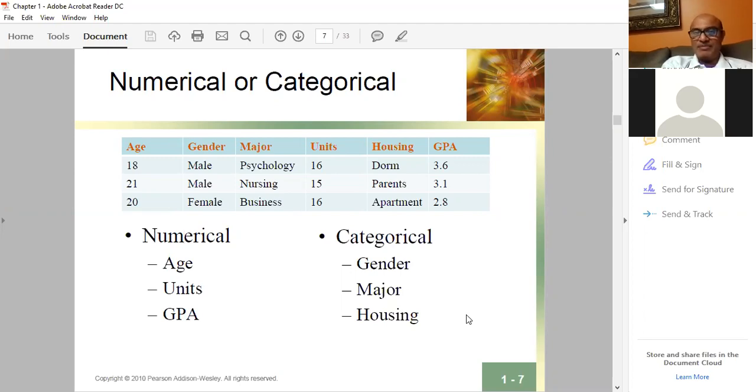So age, units, and GPA are numericals. Categorical data is where categories are there, not numbers, like gender, male or female, I told you, and majors: psychology major, engineering major, physics, chemistry major, nursing major, business major, like this. So it's a category. Housing: dorm, parents, apartments. So here we are talking about categories, and that's why it is called categorical data.